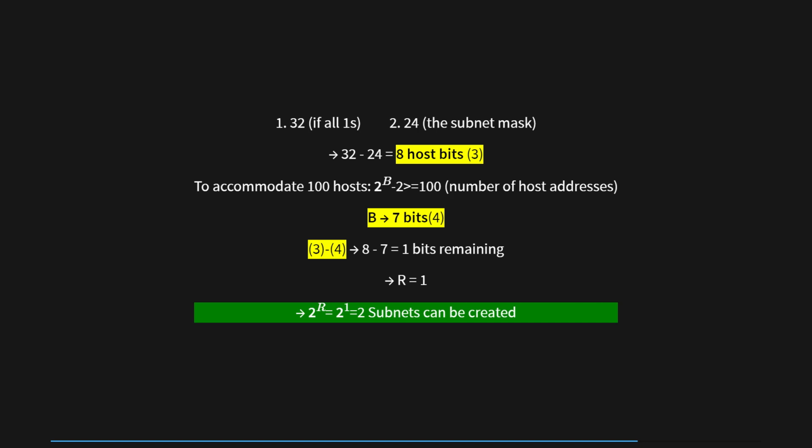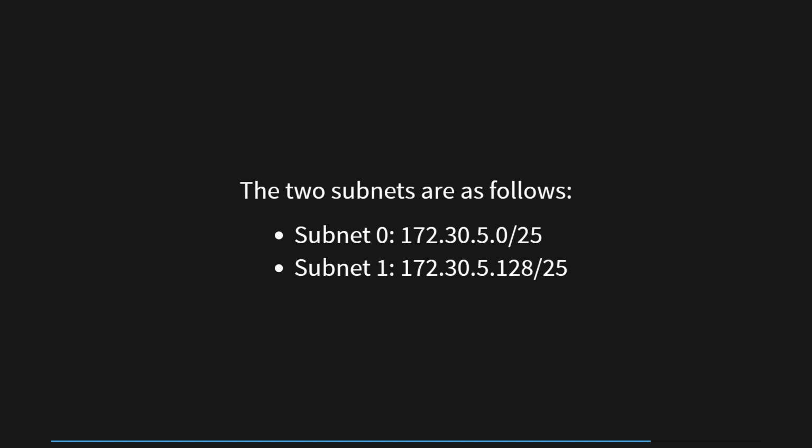Since we have 8 host bits in total, we can only borrow 1 bit to create the subnets. 2 to the power of 1 equals 2 subnets. The starting subnet mask is /24, 255.255.255.0. By turning on the next bit in the subnet mask, it becomes /25, 255.255.255.128. The subnet multiplier is 128. The 2 subnets are as follows.